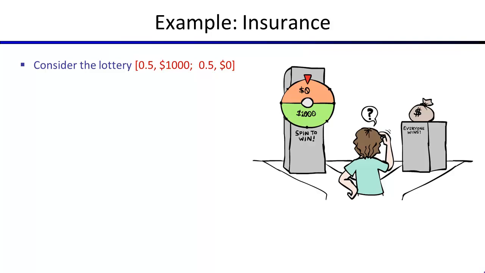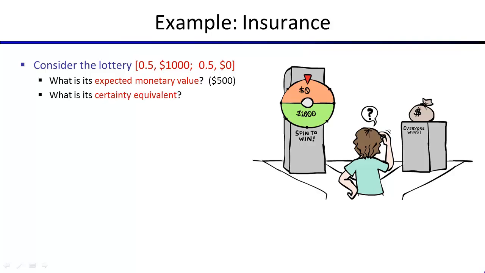What is this thing's expected monetary value? 500, easy. Okay, what is its certainty equivalent? What's that? That's the amount of money that you would accept in exchange for this lottery, right? This lottery is a reasonably good thing, right? You either get no dollars or $1,000. Like, it's reasonably good. Okay, how much money would you take for this lottery?